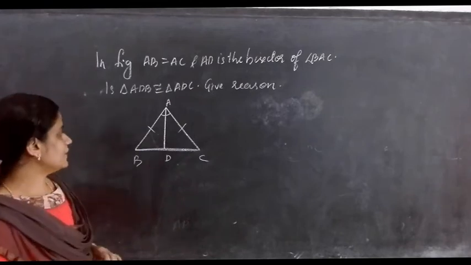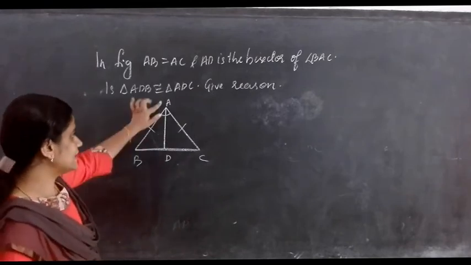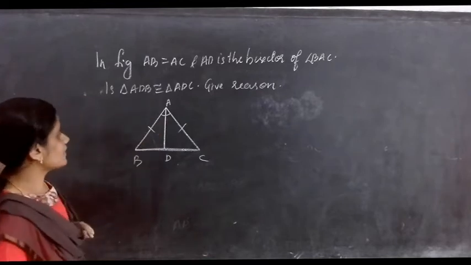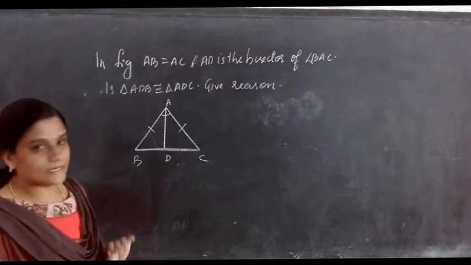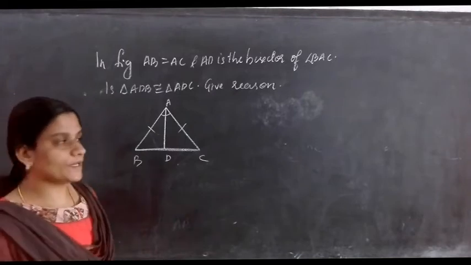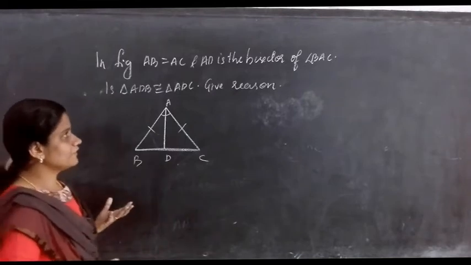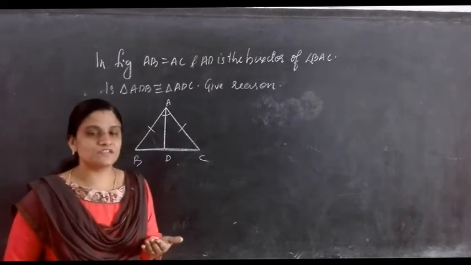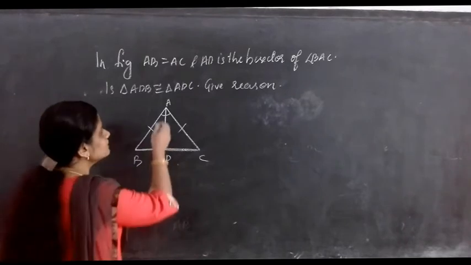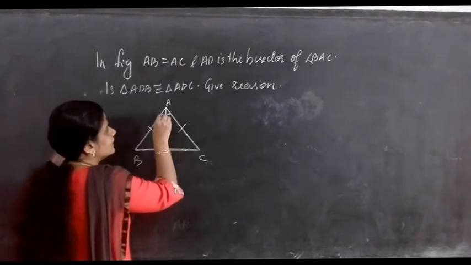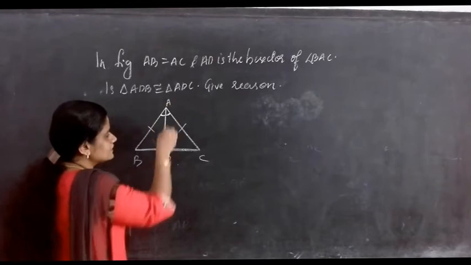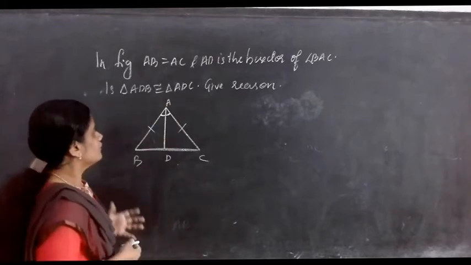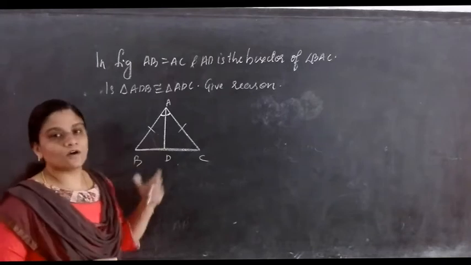In the figure, AB is equal to AC and AD is the bisector of angle BAC. The question is, is triangle ADB congruent to triangle ADC? You have to give the reason for that. Here they have given AD is the bisector of angle BAC. You know the meaning of bisector, which divides equally. So angle BAC, this is the total angle. It is divided equally by this bisector AD. Is that clear? So we have to prove whether these two triangles are congruent or not.